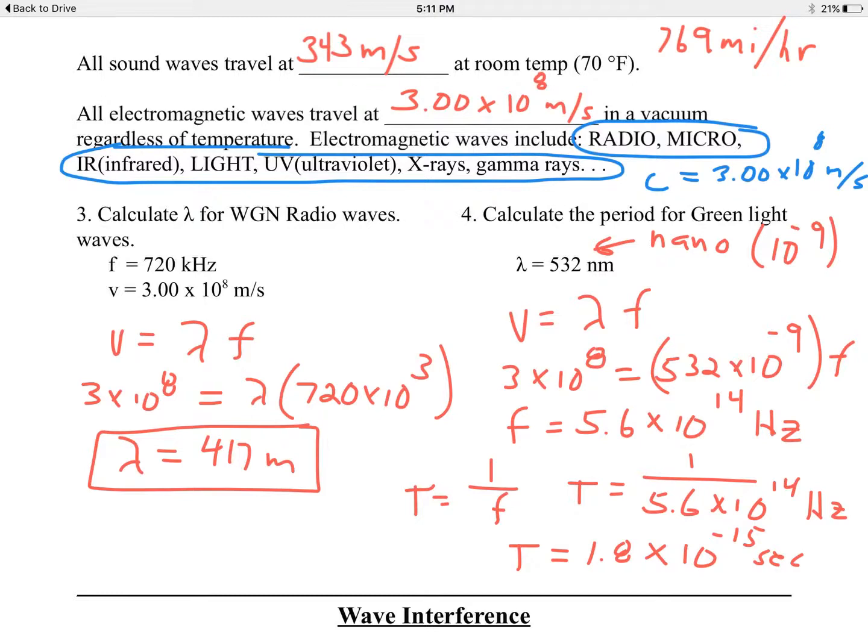Let me circle that in blue. 1.8 times 10 to the negative 15th seconds. That's the period of vibration. That's how long it takes to make one vibration of green light, which is a part of any kind of white light you might have in your room, or any specific green light you also might have. It has that period.